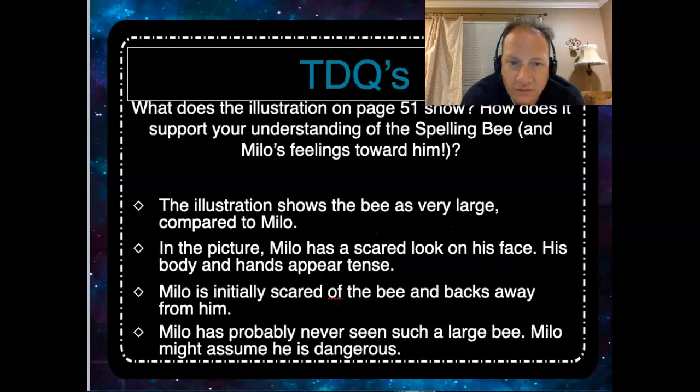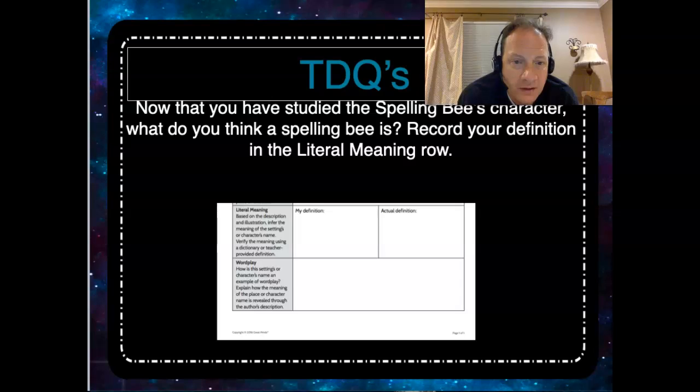All right. So these TDQs, these are questions to check our understanding. It says, what does the illustration on page 51 show? How does it support your understanding of the spelling bee and Milo's feelings towards him? And so there's 1, 2, 3, 4 points there you can look at to help you see what's going on with the illustration there on page 51. Okay, so it says, now that you have studied the spelling bee's character, what do you think a spelling bee is? Record your definition in the literal meaning row.